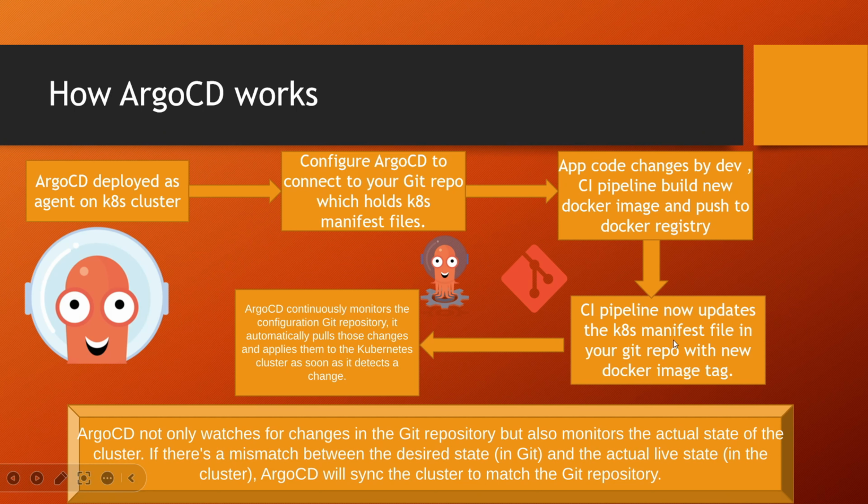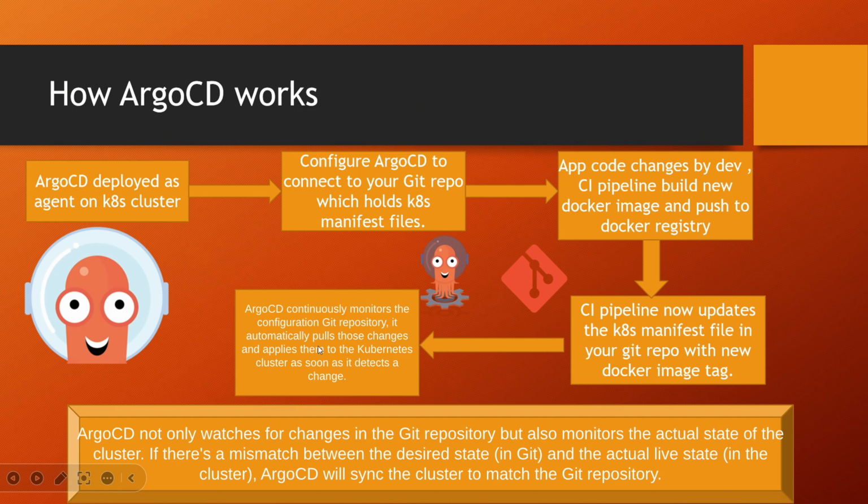Okay. Now, the CI pipeline also updates your Kubernetes manifest file with the new image tag. So for the new feature which you have implemented for your application, you got a new image tag, and that new image tag you have to update in your Kubernetes manifest file. This will also be done by the CI pipeline.